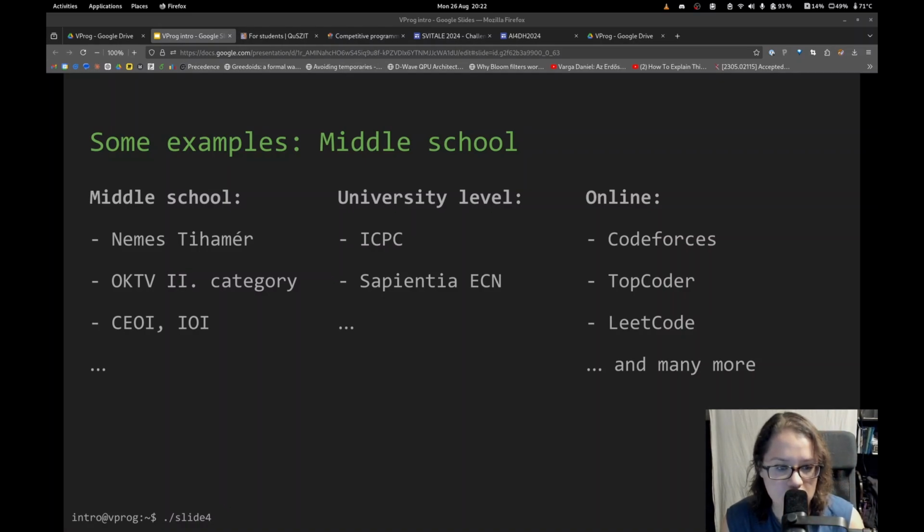After middle school, in university, the most important contest you will have is the ICPC. There are others like Sapientia, and there are also online platforms such as Codeforces, Topcoder, LeetCode, and many, many more where you can compete up to three times a week, for example on Codeforces, and do even more of these exercises against basically anyone in the world.